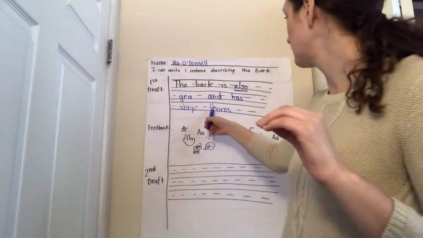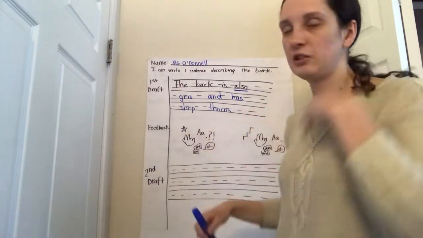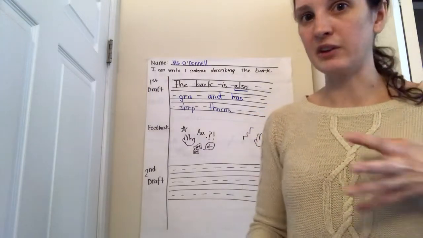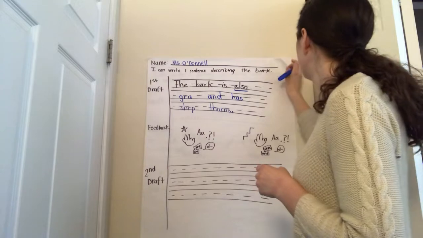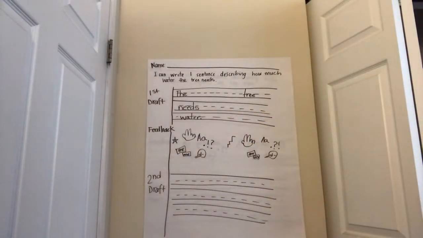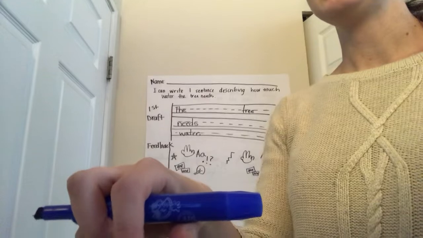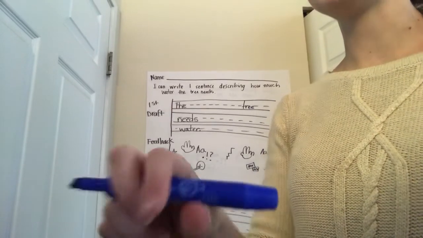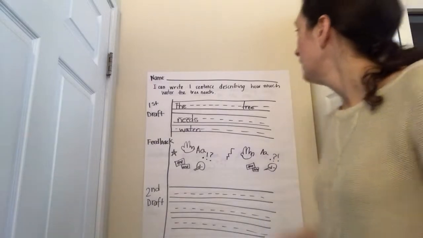Notice when I was still working on the word thorns, I tapped out each part to see which parts I got and which parts I still needed. All right. The next sentence is, I can write one sentence describing how much water the tree needs. This one is similar to the sentence last week about how much sun the tree needs, but this one is about how much water it needs.